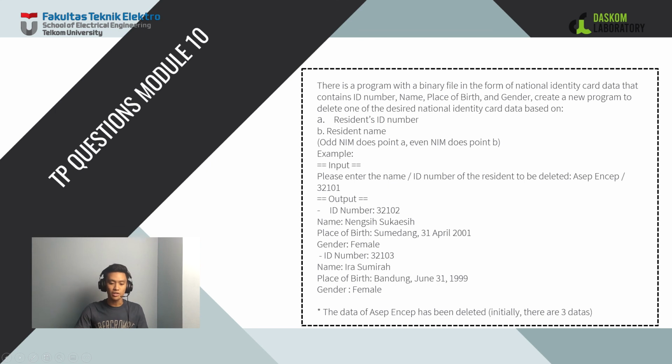The odd name does point A, so you can input the ID number that you want to be deleted. For example, I want to delete the first data, so I input 32101. Then the output will only be 2 data without the data with the name Asep Encep. And for the even name, that's point B, so you can input the name that you want to be deleted. For example, I want to delete the second data, so I input Nengsi Sukaisi. Then the output will only be 2 data without the data with the name Nengsi Sukaisi.